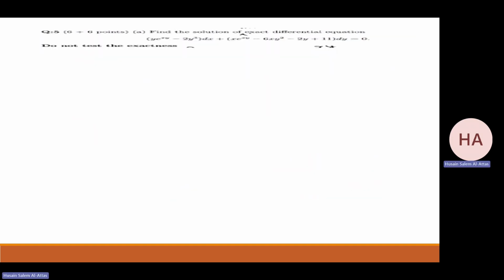Okay. Find the solution of the exact. He said it's exact, so that's safe time. Do not check if it's exact or not. So I have partial f with partial x is y e^(xy) minus 2y cubed. Partial f with partial y is x e^(xy) minus 6xy squared minus 2y plus 11. So I think I will start with this one.